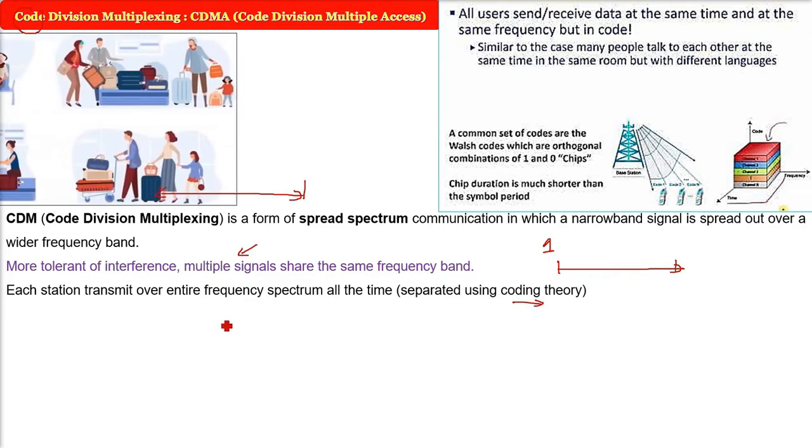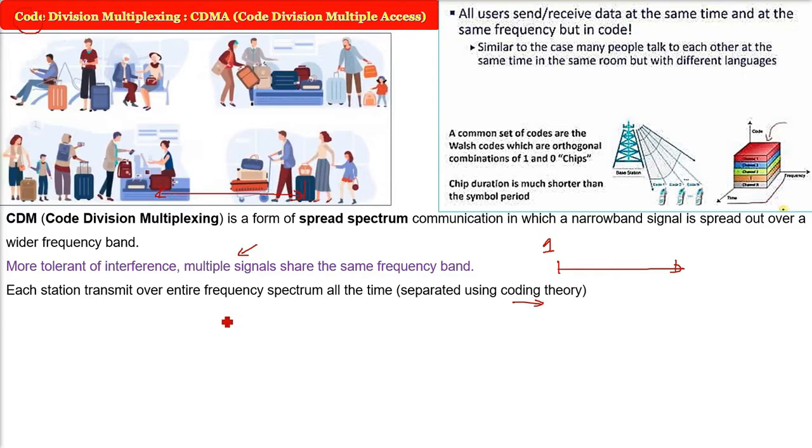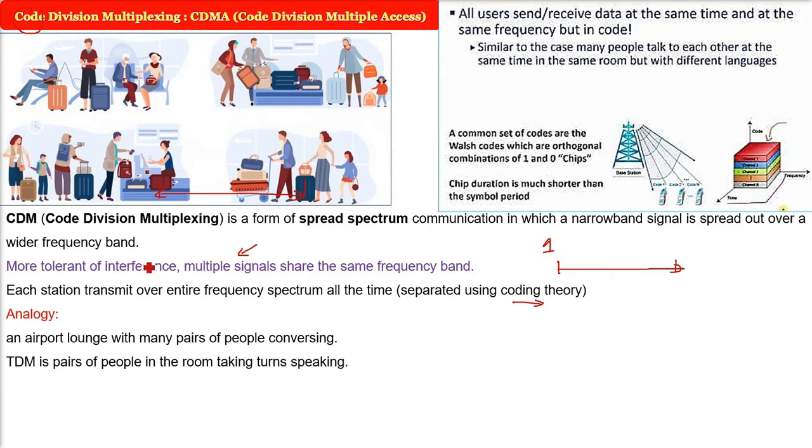How does it work? Let me give you a real life example. Just imagine an airport lounge with different people conversing. Let us say two people are conversing. Many pairs are conversing. They have different ethnicity, they have different languages. When we talk about time division multiplexing, you can assume that the pairs of people, that is two people at a time, are talking in turns. That is, when two people are talking, others are not talking. Then the others will get the time.